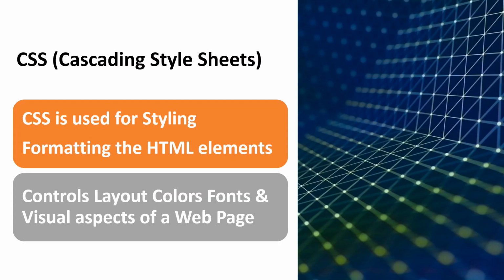Cascading Style Sheets, that's number 2 in front-end web development, used for styling and formatting. You see the colors and the appealing website. This is all done by Cascading Style Sheets. It controls the layout, colors, fonts, and visual aspects of the web page. So the visual aspect, how it looks, will be controlled by CSS.